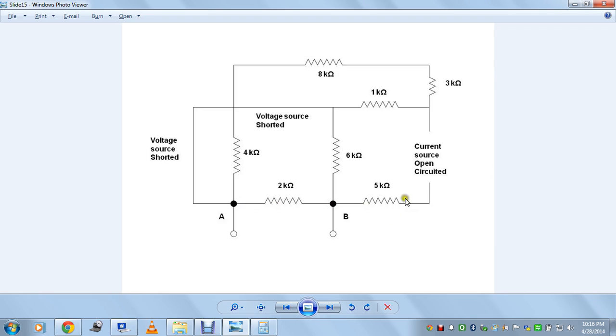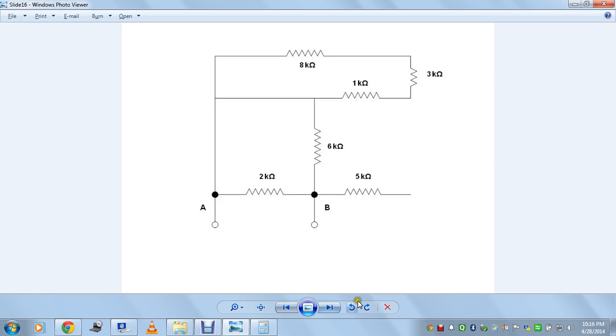Now this 5 kilo ohms resistance is as good as non-existing because it has no path connected, so it will be removed. And here all these three resistances are in series, so they add up: 8 plus 3 plus 1 is equal to 12 kilo ohms. The circuit further reduces to these three resistances in series, and now you have a single wire instead of the 4 kilo ohms.